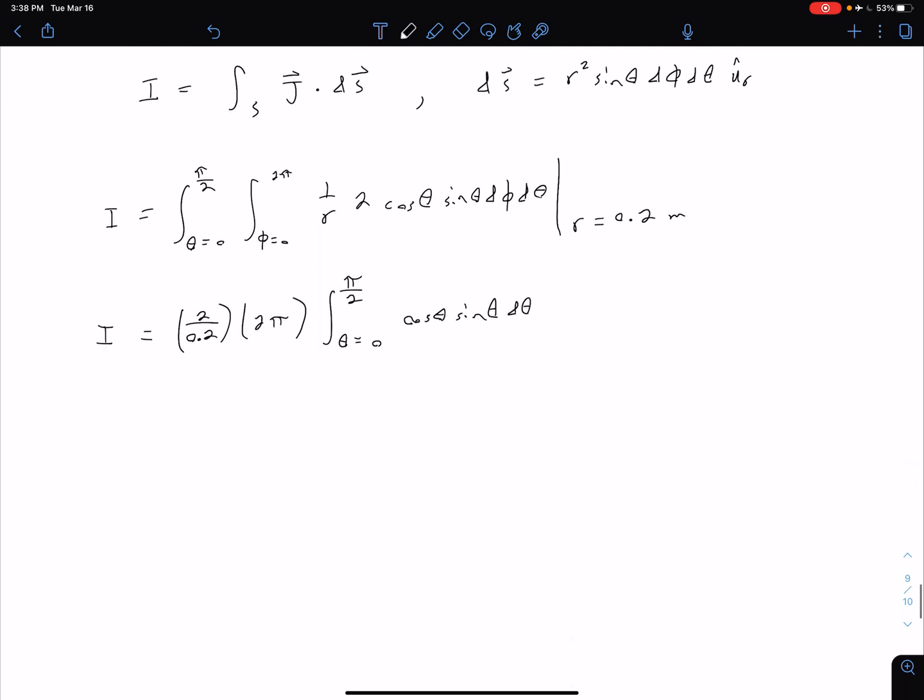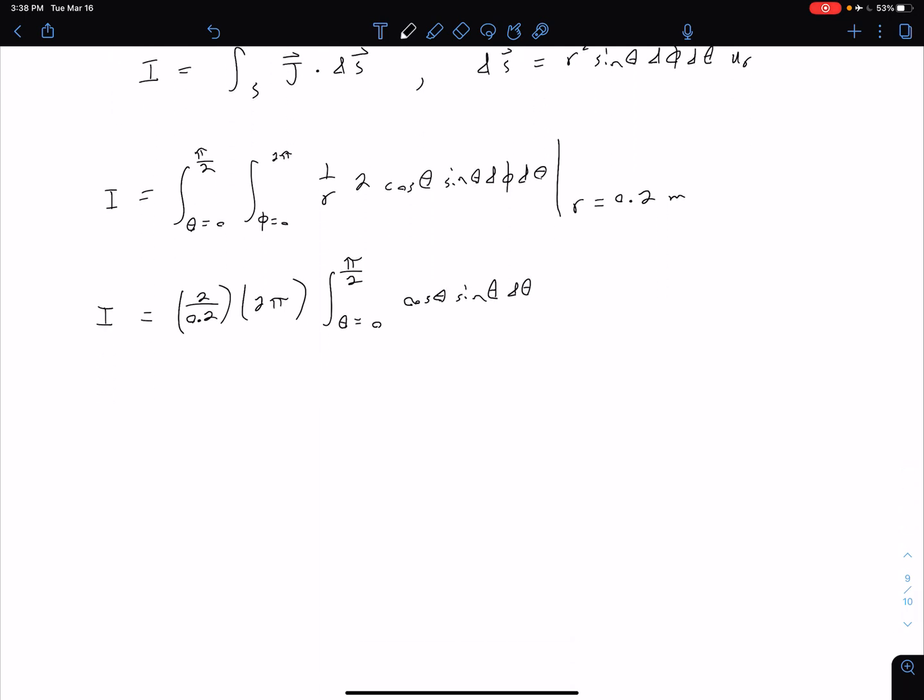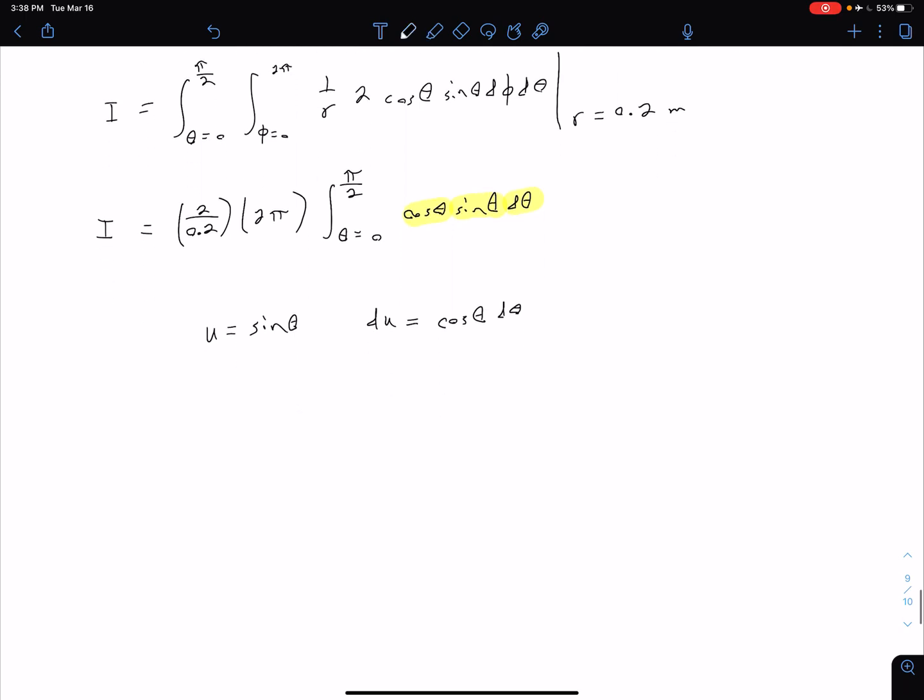We can do a little change of variables here to make this easier. Let u equal sine of theta, in which case our du is just cosine theta d theta. That turns out to be pretty convenient, because the product of those two terms is our du. So now our expression becomes I equals 2 over 0.2 times our 2 pi out front, and now we have the integral of u du.